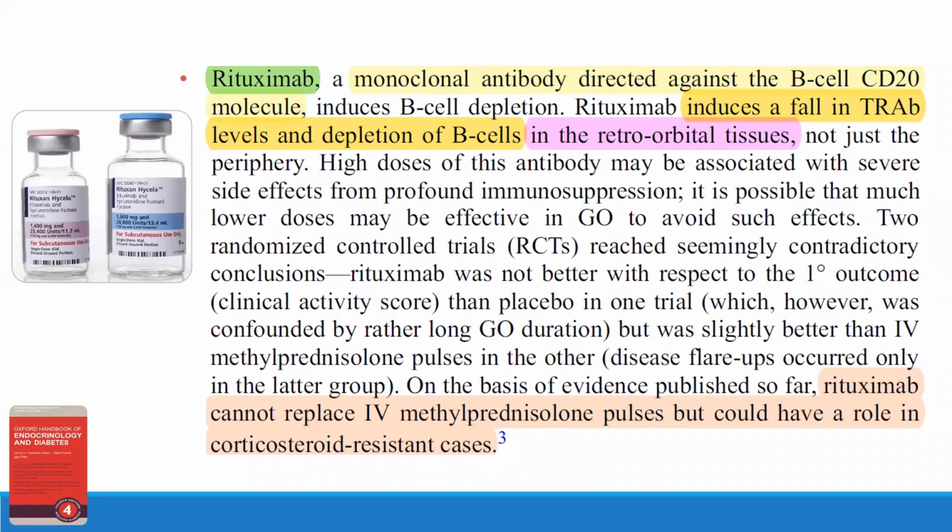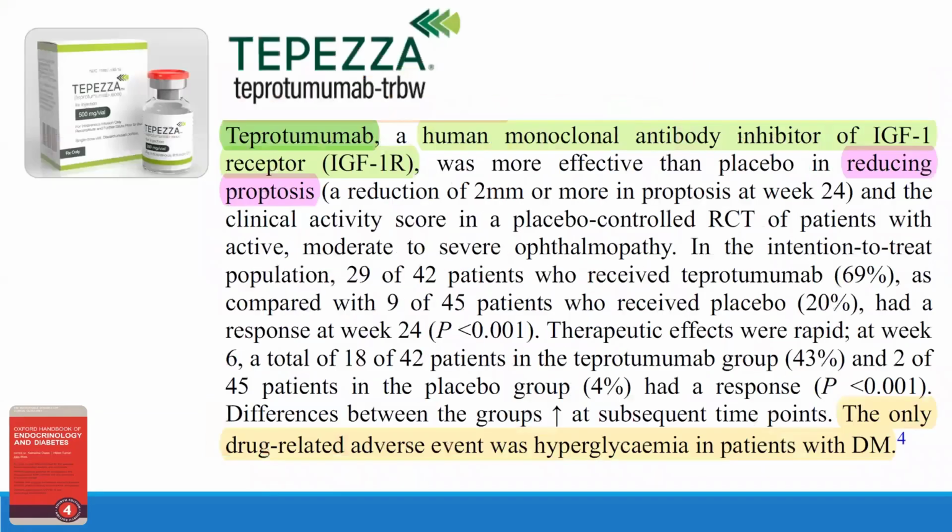So, rituximab induces a fall in TSH receptor antibody and depletion of the B cells in the retroorbital tissue. Rituximab cannot replace intravenous methylprednisolone, so this is a second choice and can be combined with intravenous methylprednisolone. And it is a very important drug nowadays.